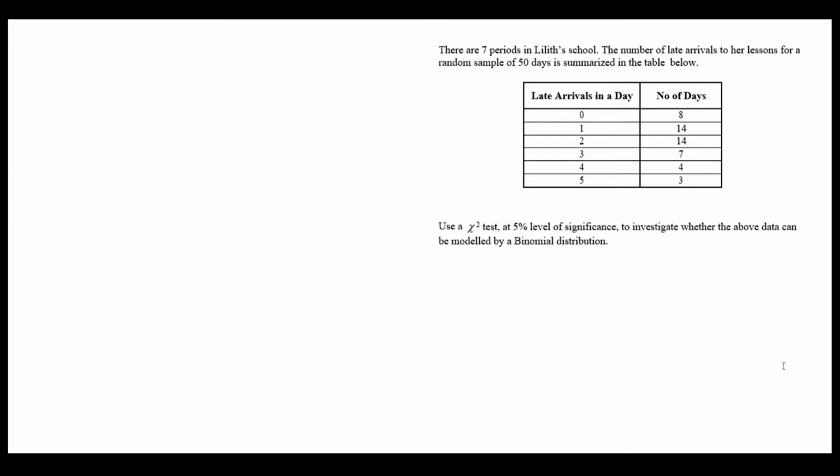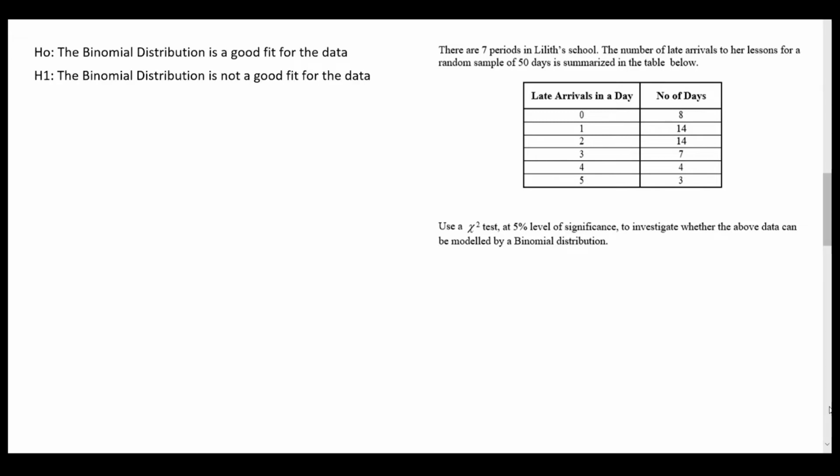If you notice, we do not at the moment have a parameter for the binomial distribution. So we can set our hypotheses, but we won't be specific about the parameter. H0, the binomial distribution is a good fit. H1, the binomial distribution is not a good fit. We've been asked to test at the 5% level of significance. So alpha equals 0.05.